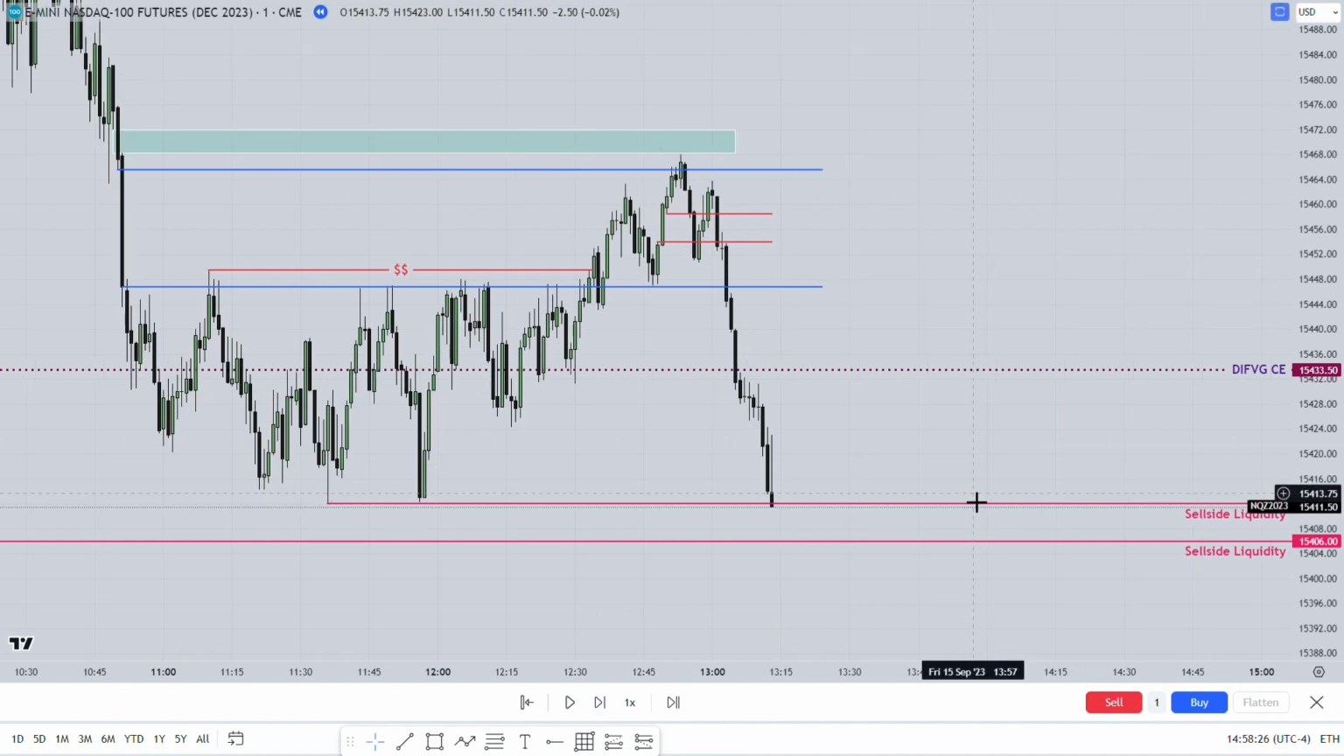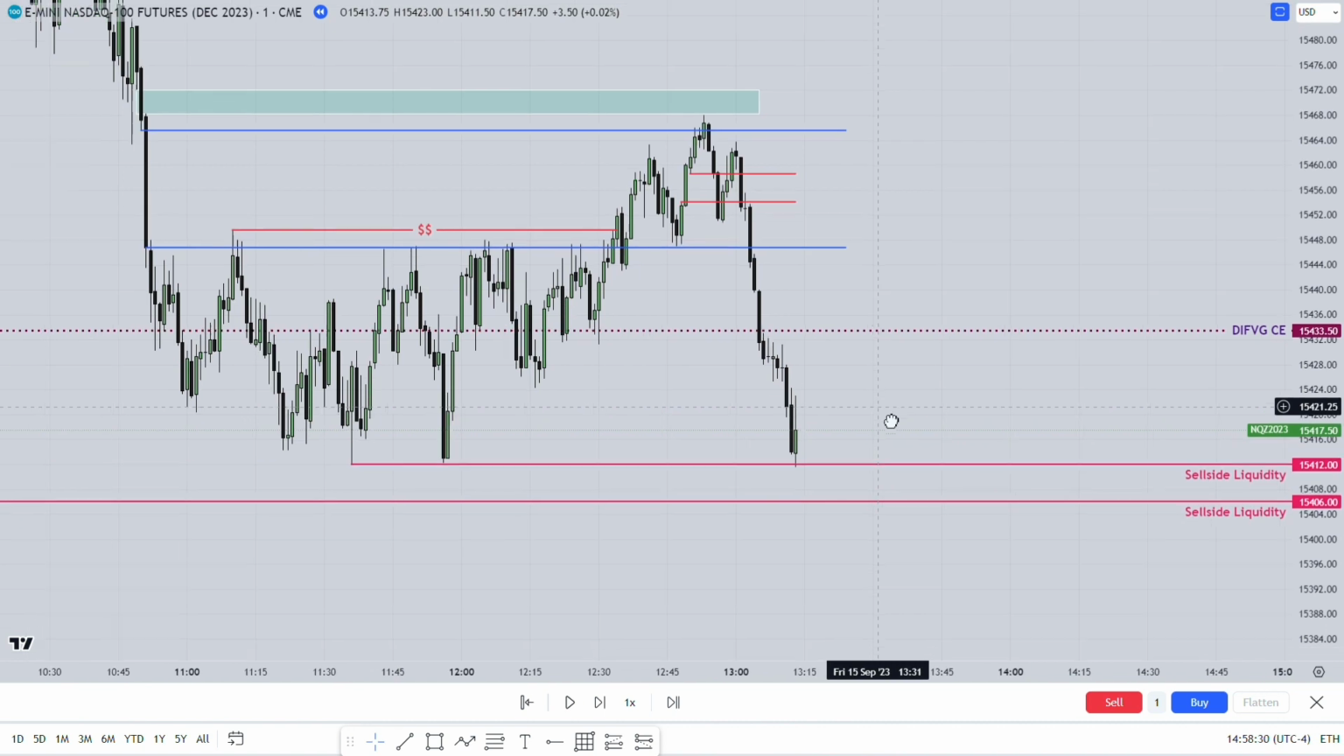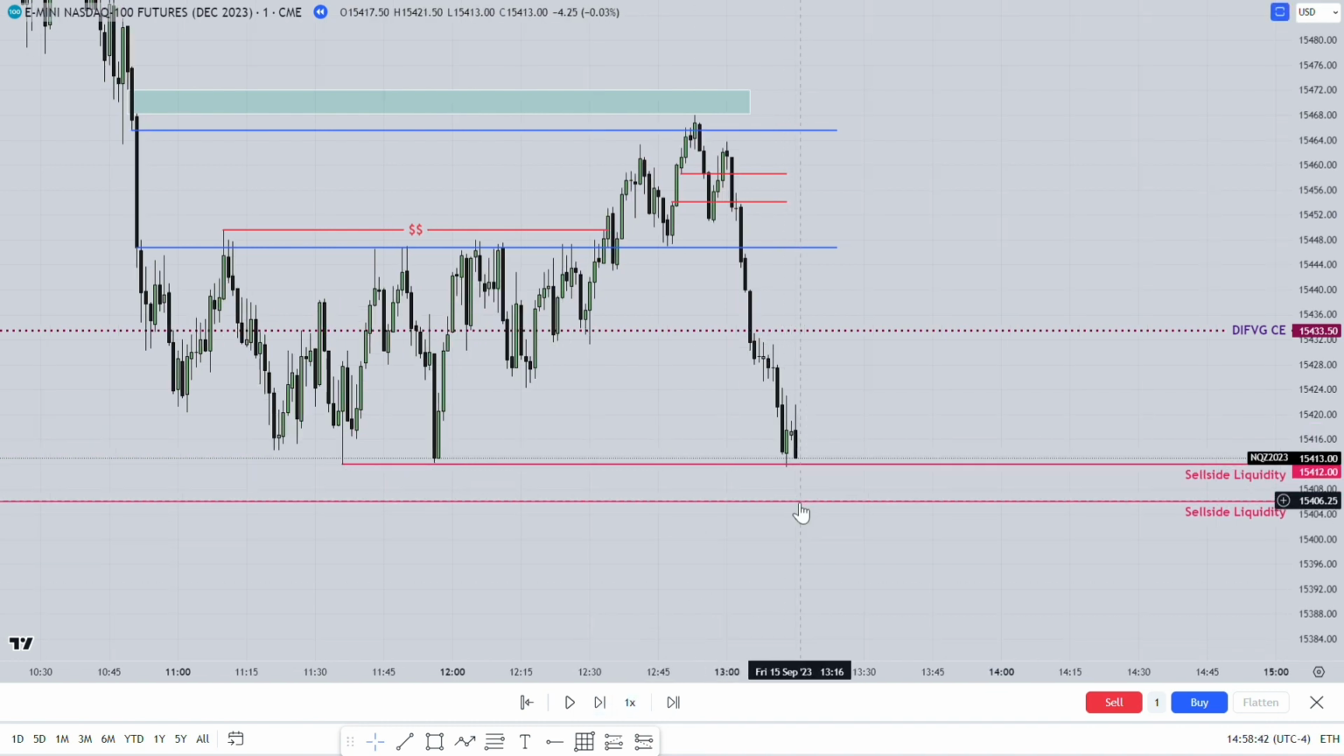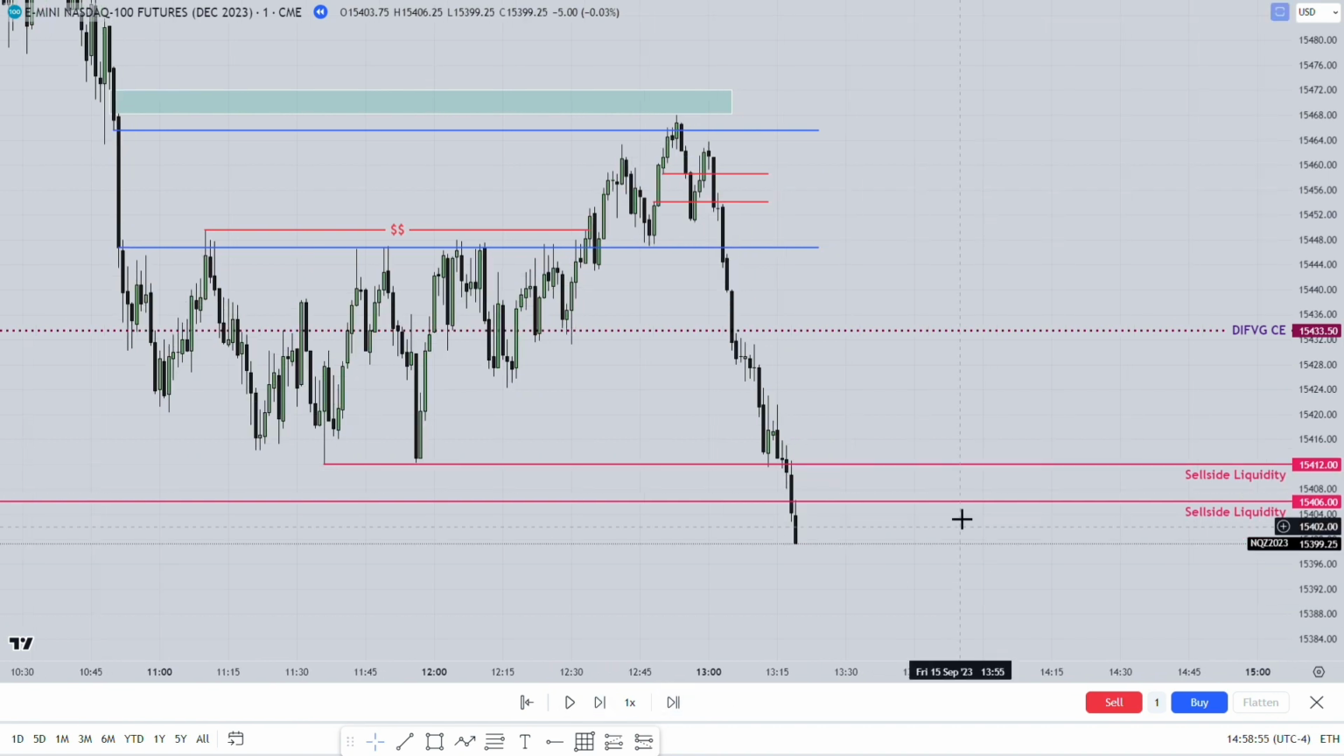So let's see. It has cleared this sell side liquidity. But what I told you yesterday, you see this is a very shallow run. It's not clean. It didn't clean the liquidity yet. It has to come down, and my target was actually over there. I brought my stop loss over here to the consequent encroachment, just a little bit above the consequent encroachment. I brought my stop loss over there, and you see, boom.